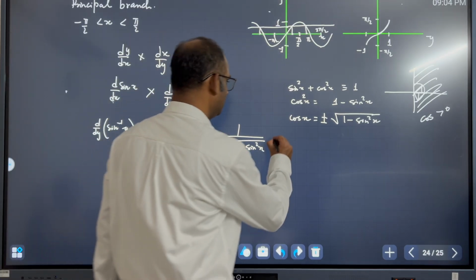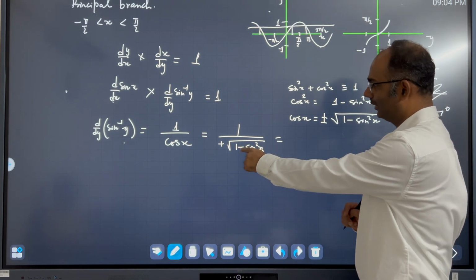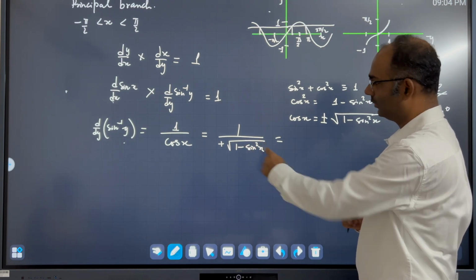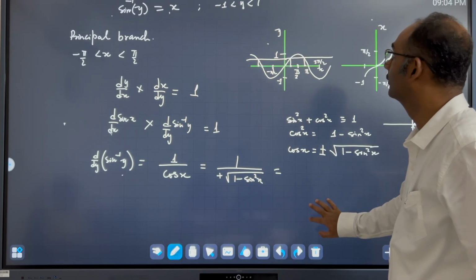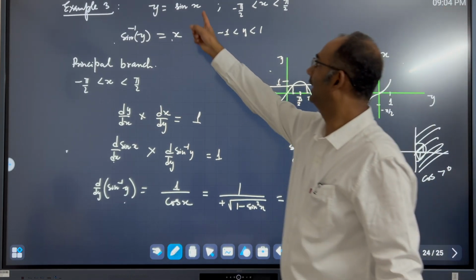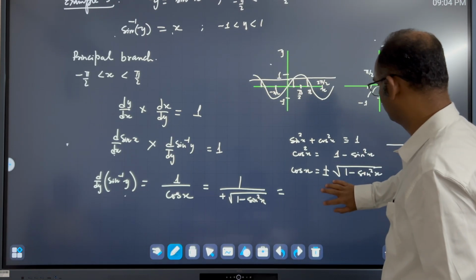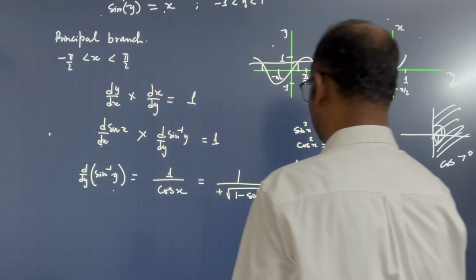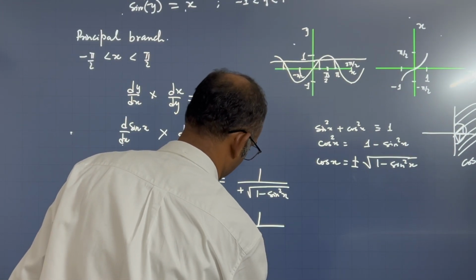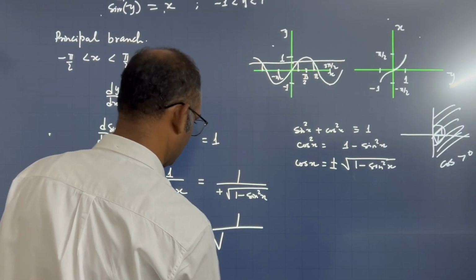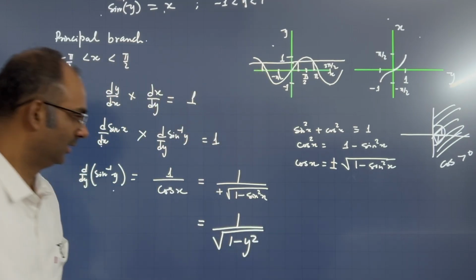Okay. What is 1 over 1 minus sine square of x? 1 minus sine of x was what? Sine of x is y. 1 minus y square. So you get... is that fine?